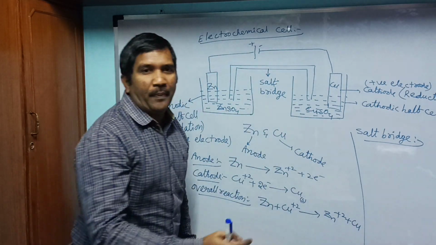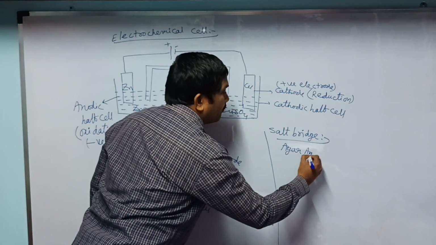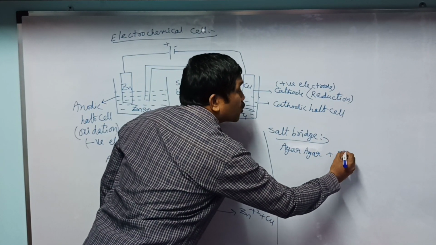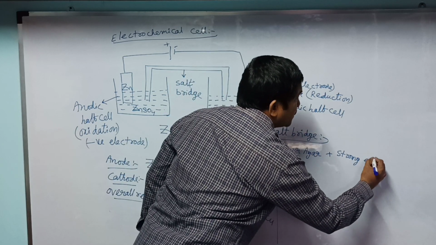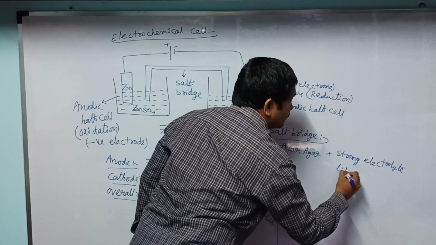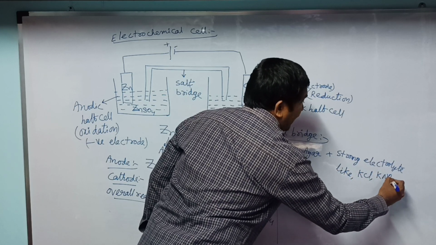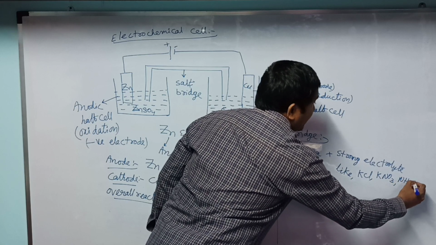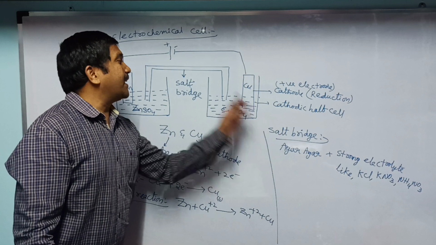This salt bridge is made up of agar and a strong electrolyte like potassium chloride, potassium nitrate and ammonium nitrate. Why are these strong electrolytes used in this salt bridge?